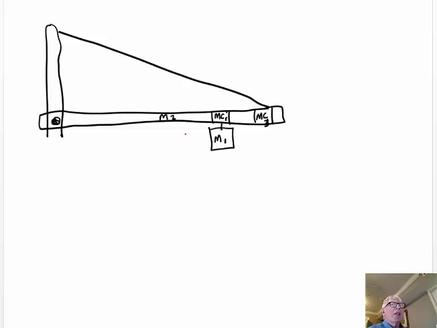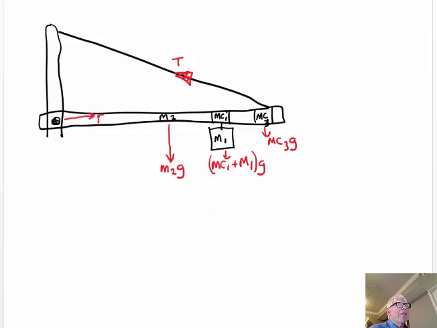Okay, so what forces are we causing? We're causing a tension force, of course. And then we have an M2G force. And then we have an MC1 plus M1 G-force. And then we actually have a third force down here, which is going to be MC3 times G. And then of course we have our FF and our FN. This is FN and this is our FF. It's a weird kind of FF. It's a hinge, but in principle the force is going in the same directions. And then we have some distances, and we can call this X2 for the M2 business. And then we can call this X3. Now let's call it X1.